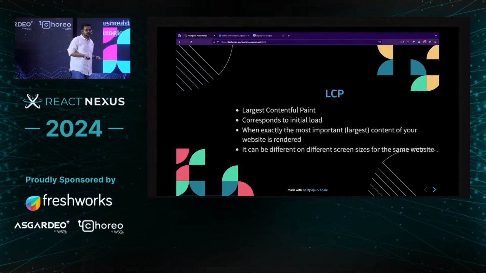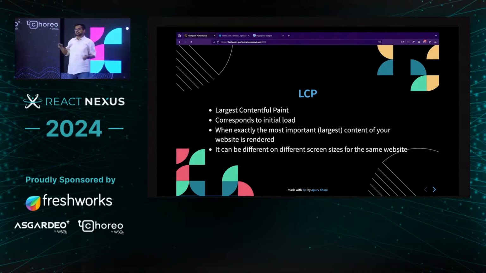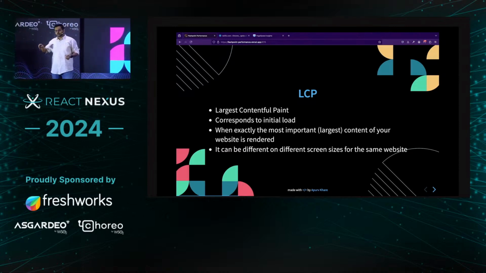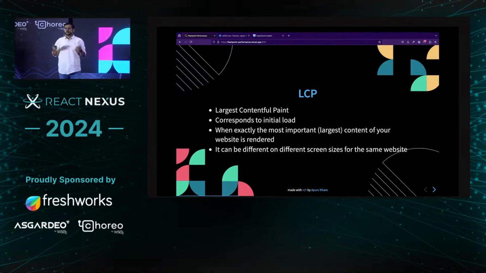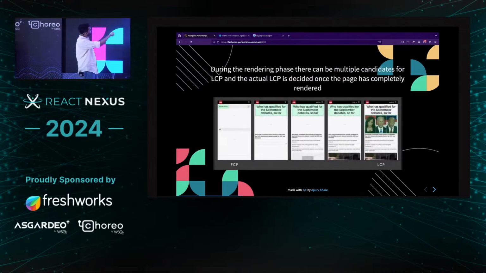The first one is LCP, which is largest contentful paint. It relates to your initial load. When exactly did the most important part of your website render? Usually that's the largest part of your website, and it can be different for different screen sizes. Let's understand this from an example. During the rendering, the browser considers multiple components as your LCP. While it was rendering, when the image was not there, it considered the header as the LCP. And eventually, when the entire page loaded, it understood it's not the header, it's the image, right?